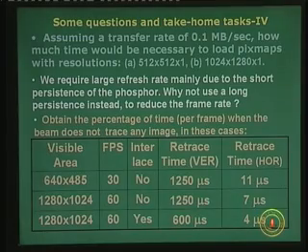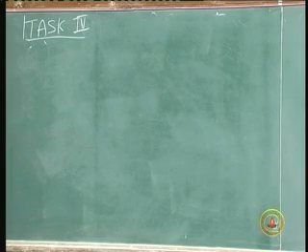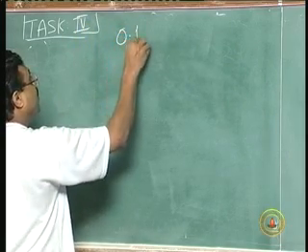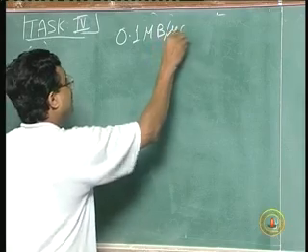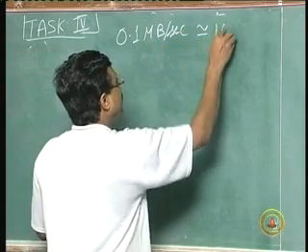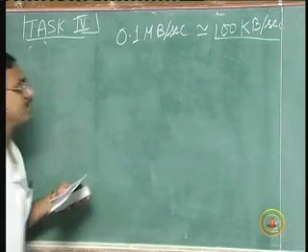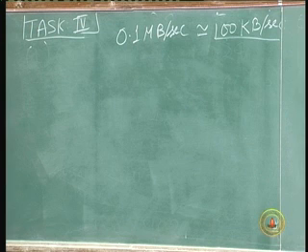Task 4, first problem. Yes, that is a very interesting problem. Problem 1: assuming a transfer rate of 0.1 megabyte per second, which I will take approximately equal to 100 kilobytes per second. It is not exact, but it is an approximation. 1 meg is about 1024, so it should actually come to 102 kilobytes per second.